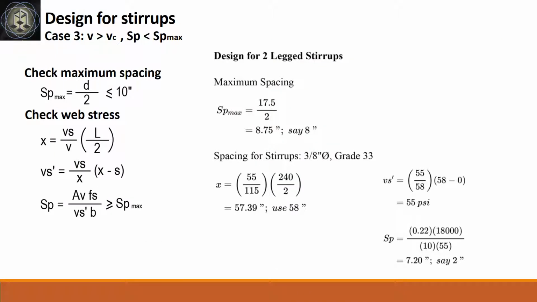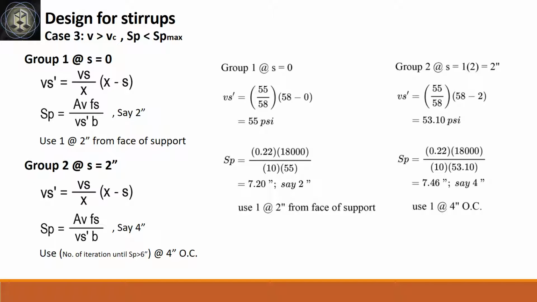The maximum spacing for stirrup is 8 inches. The steel region is 58 inches. Steel capacity is 55 psi, and the initial spacing is 7.2 inches, less than maximum spacing. Use case 3 computations given x equals 58. For group 1, set initial distance s equals 0. Web stress equals 55 psi and spacing at 7.2 inches, say 2 inches. Use 1 at 2 inches from face of support.